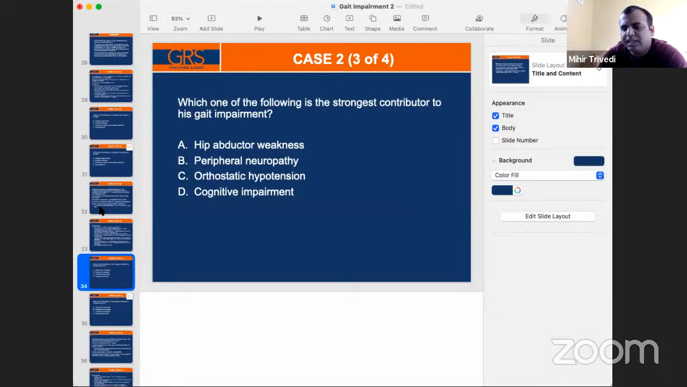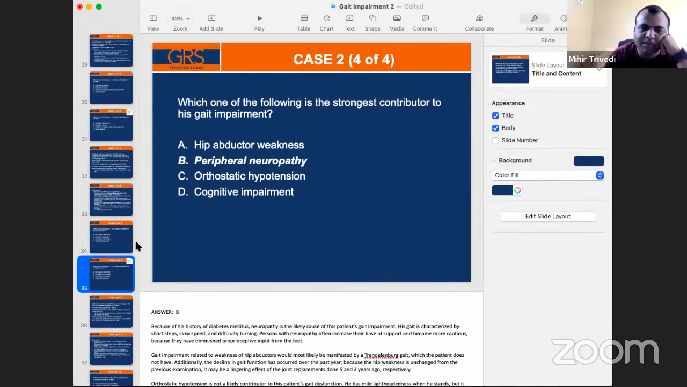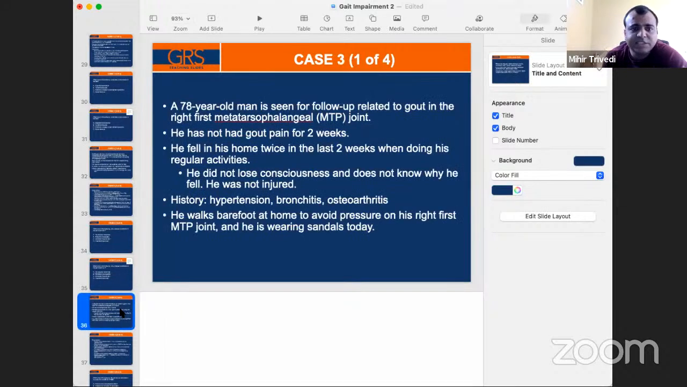Please post your answer in the chat box. Those who have answered B, peripheral neuropathy, it is the correct answer. Because of the history of his diabetes mellitus, neuropathy is the likely cause of the patient's gait impairment. His gait is characterized by short steps, slow speed, and difficulty in turning. Persons with neuropathy often increase their base of support and become more cautious because they have diminished proprioceptive input from the feet. Now, next case scenario.